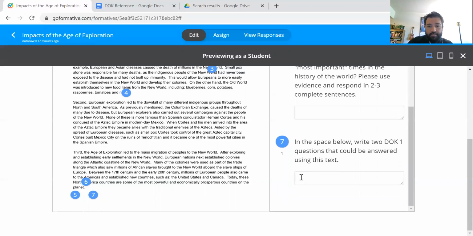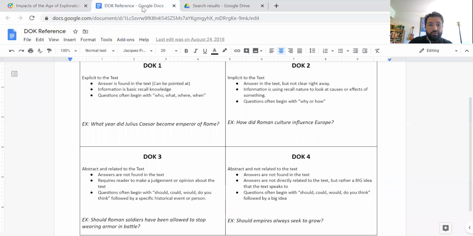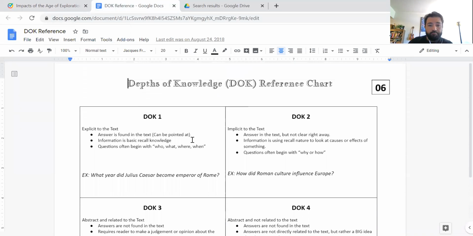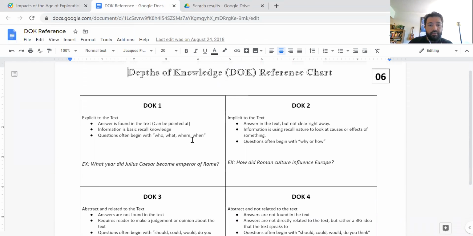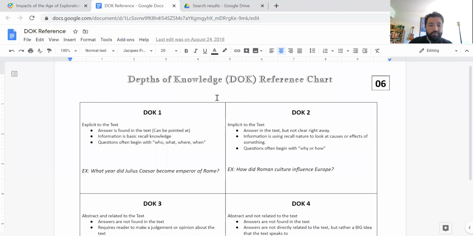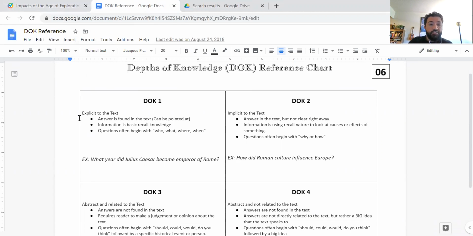At the end, you're going to write 2 DOK1 questions. So I will include this page in the Google Classroom assignment, so you can reference that. I know a lot of you guys left your notebooks at home. So here it is for you, okay? It's going to be 2 DOK1 questions. If you want to just stop the video here and keep the screen there, you can do that as well, okay? But I will include a copy of the page in the assignment. That is pretty much it, guys.